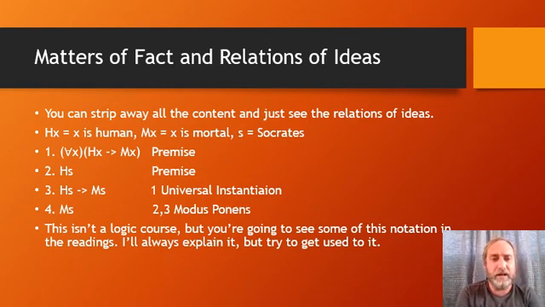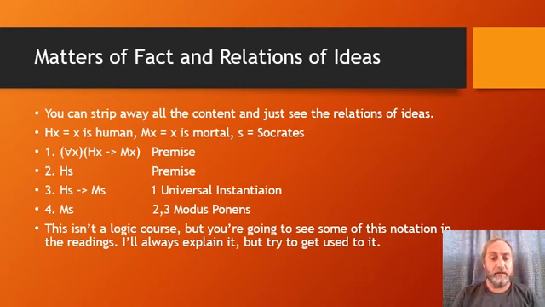Now, line 3, we take line 1 and just plug in Socrates. If it's the case that all humans are mortal, then it must be the case that if Socrates is human, then Socrates is mortal. That's a relation of ideas, and that's a rule of inference we call universal instantiation. If you have a universal rule like 1 there, you should be able to plug in any object for the x's there.